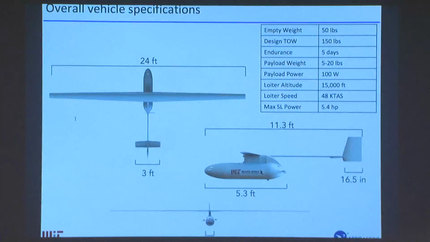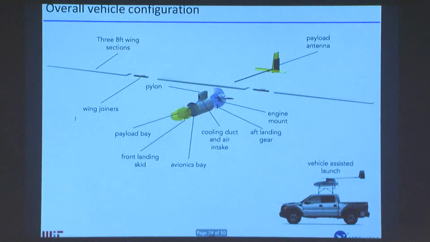We can carry different payloads. We actually have a minimum payload. The minimum 5-pound payload is for weight and balance reasons. So we need the center of gravity to be in a stable point. So we need at least 5 pounds up in the nose. We provide 100 watts of power to the payload. It loiters at 15,000 feet at 48 knots, which is that 94% wind speed. And it has a 5.4 horsepower engine. At least it provides 5.4 horsepower at sea level, and then it provides a little less power as we climb up in altitude.